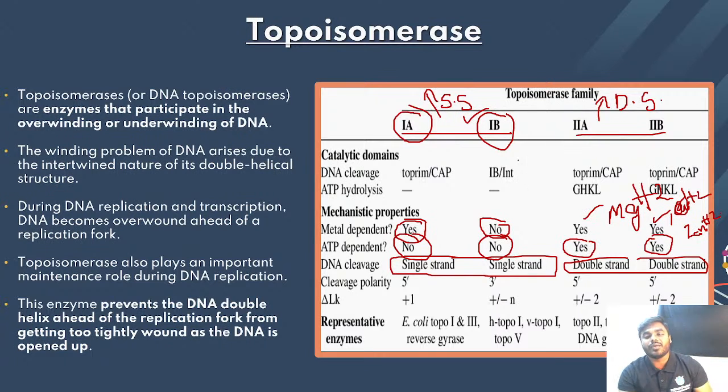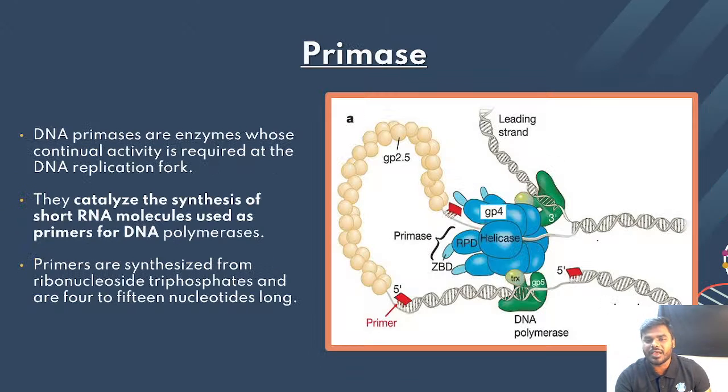So in this slide, I want you to remember there is 1A, 1B, 2A, 2B. 1A, 1B, which belong to topoisomerase type 1, are basically going to cleave only a single strand. When you look into topoisomerase 2A, 2B, they are basically going to cut the double strand. Topoisomerase 1A and 1B do not require ATP. Topoisomerase 2A and 2B compulsorily require ATP. Do not forget that point, friends.